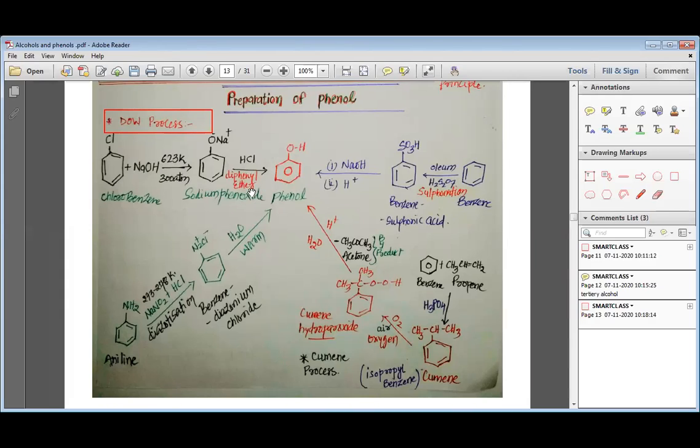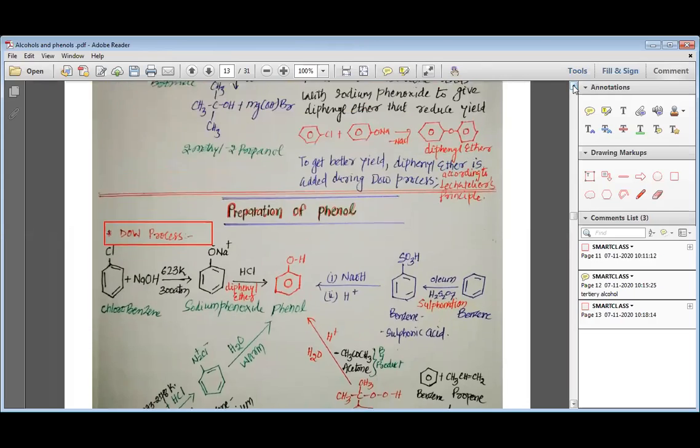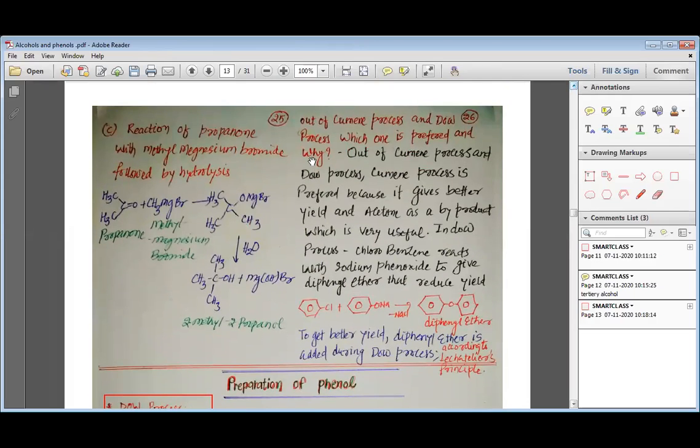So why do we need to write diphenyl ether here? That is an interesting case. Let us try to understand why we need to add diphenyl ether in this Dow process. So you can see here, just have a look at this reaction.